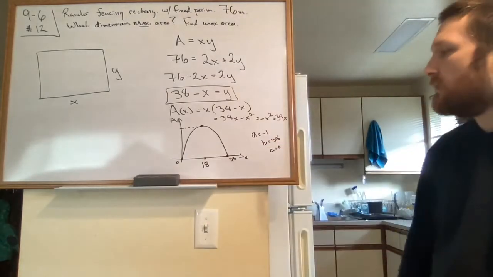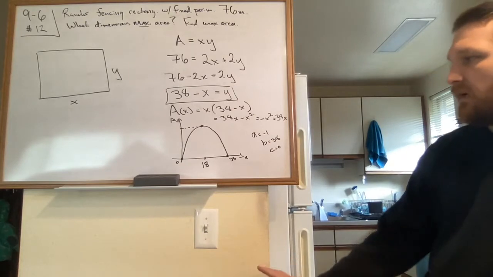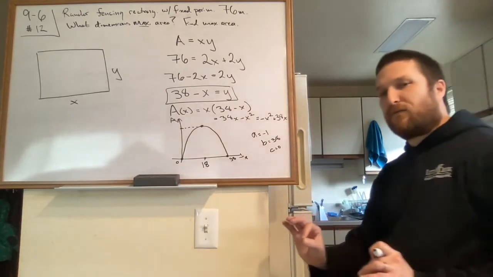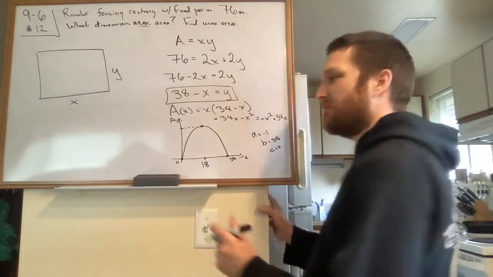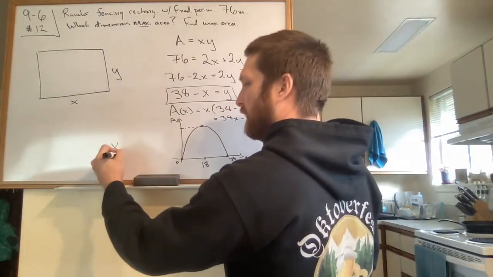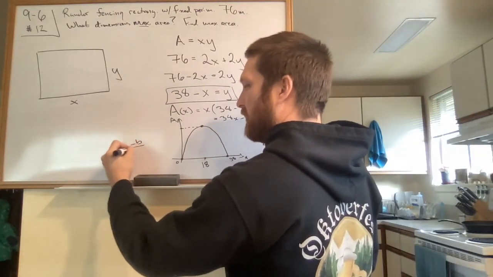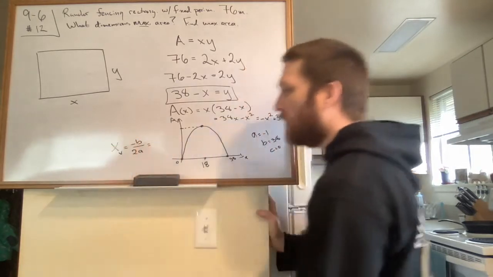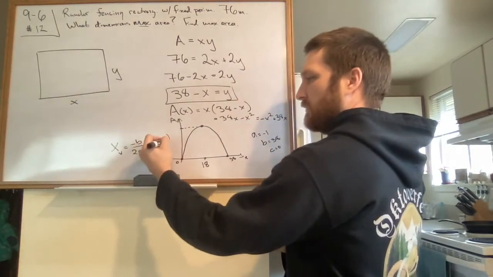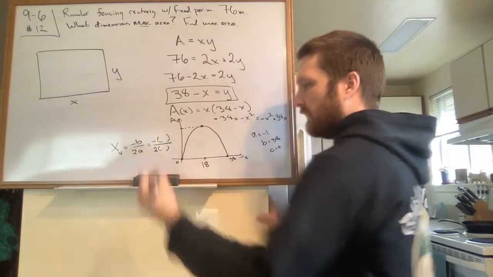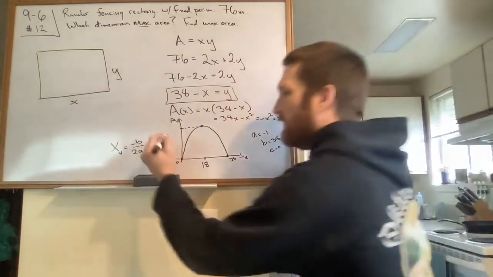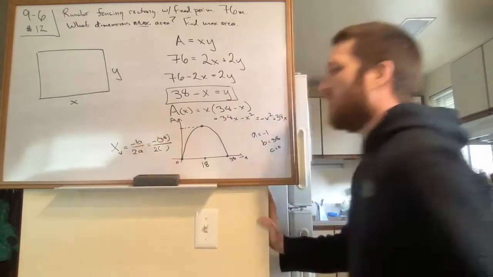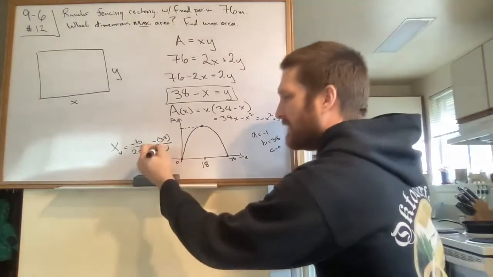Which makes sense. And so now I know that the vertex of a parabola occurs at -b over 2a. And so I'm just going to plug in my values. Negative b is negative 38 over 2 times a, which is negative 1.